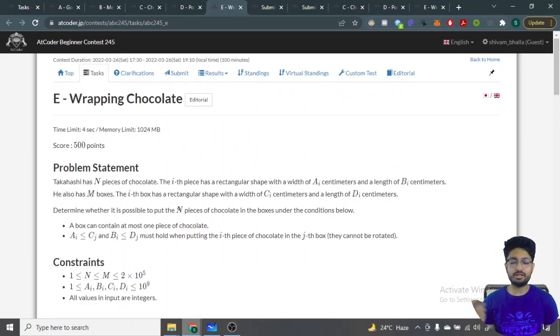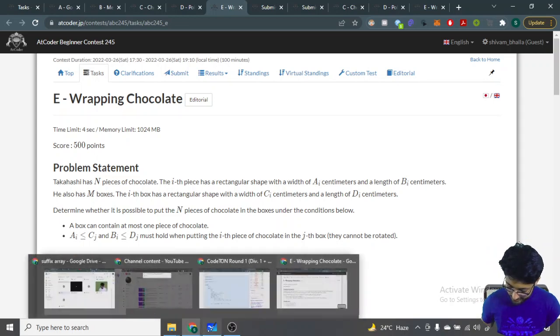Now it is somewhat a greedy approach. What you can actually do is first sort these chocolates as well as these boxes. Then, let's say you sort all of these chocolates by their width, from the largest to the smallest. Now, for every chocolate that you have, consider all the boxes that can accommodate that chocolate.